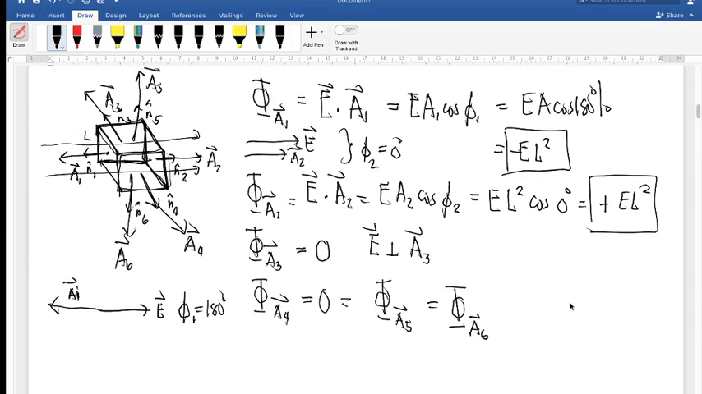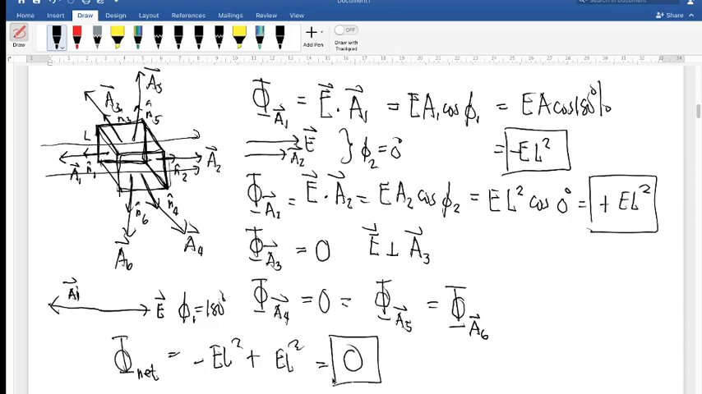So what is the total electric flux, or the net electric flux? We just have to add all of them, each side of the cube. So we have negative EL squared plus EL squared, then we have 0, 0, 0, 0, so that is equal to 0. So the total electric flux through this cube is equal to 0.